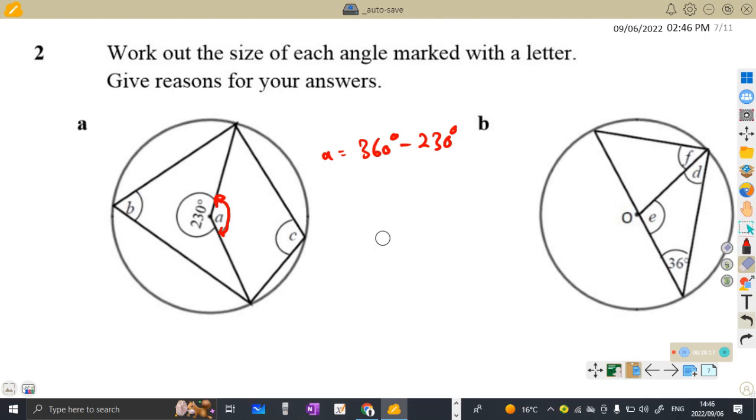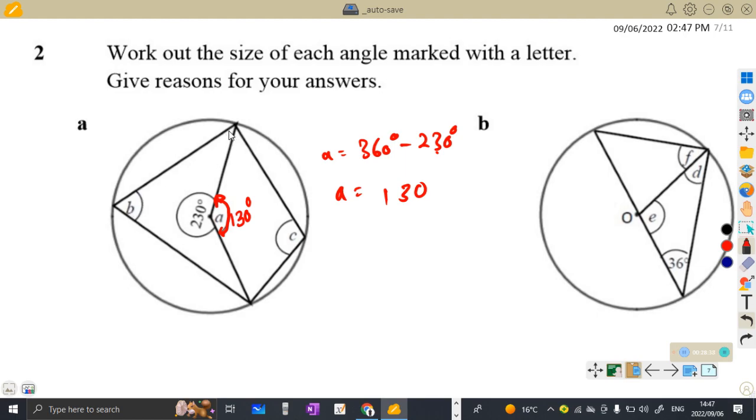So what are we going to have at the end? If we subtract this, our A is going to be 130 degrees, if I'm not mistaken. This is going to give us 130 degrees. Then we can find C, we can find B. In either of these we can find B.